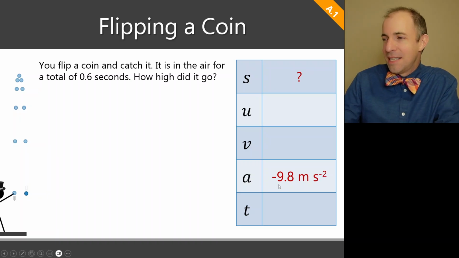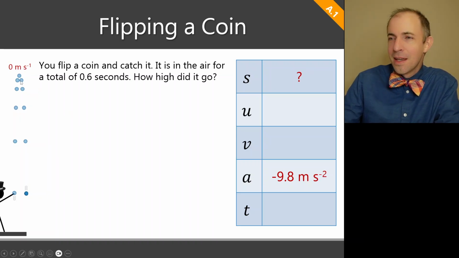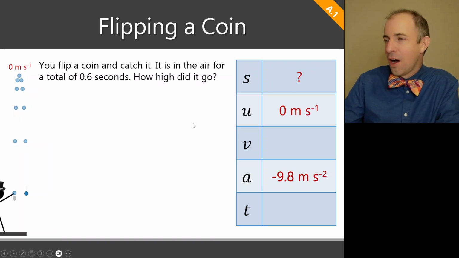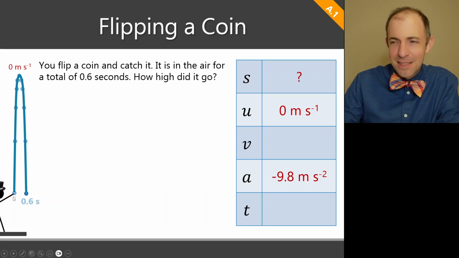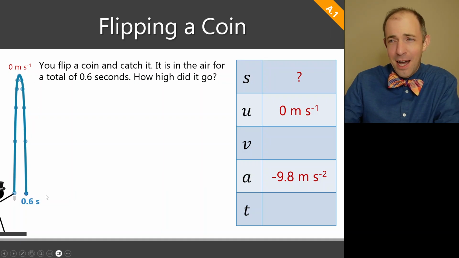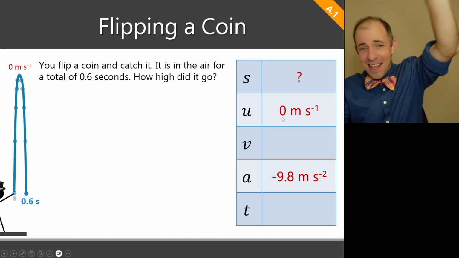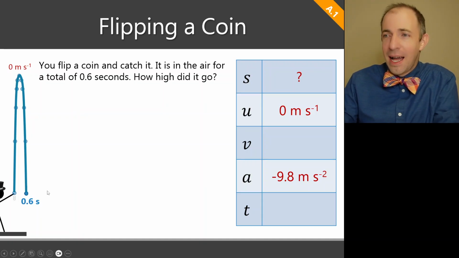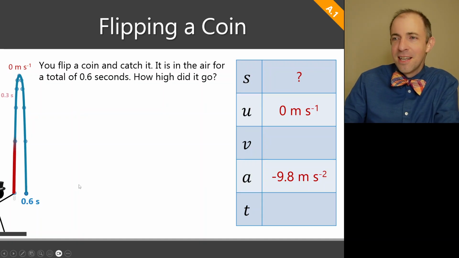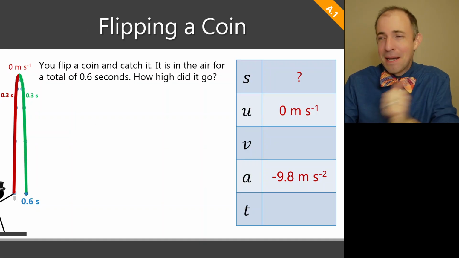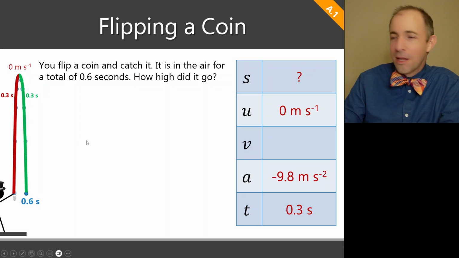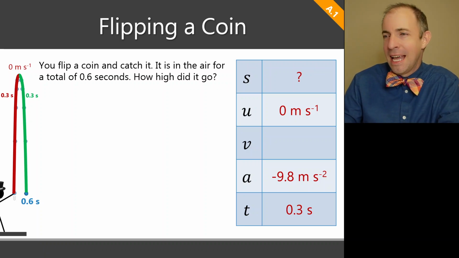I'm going to say that a is negative 9.8. Up at the top is 0, so let's call u 0. We'll look at the second half of this problem. And then my time is the time it takes to go up and back down, which means if I'm starting at that 0 at the highest point, I'm not looking at it for the full 0.6 seconds. I'm just going to look at the second half. It goes up 0.3 and down 0.3. It's a nice symmetrical motion here. So I'm going to use 0.3 as essentially half the hang time.